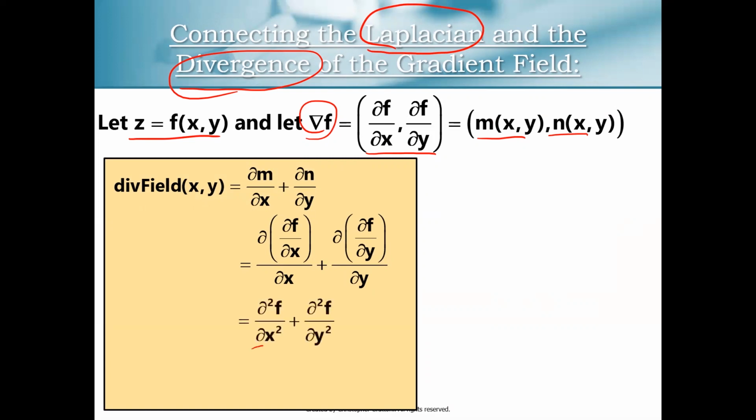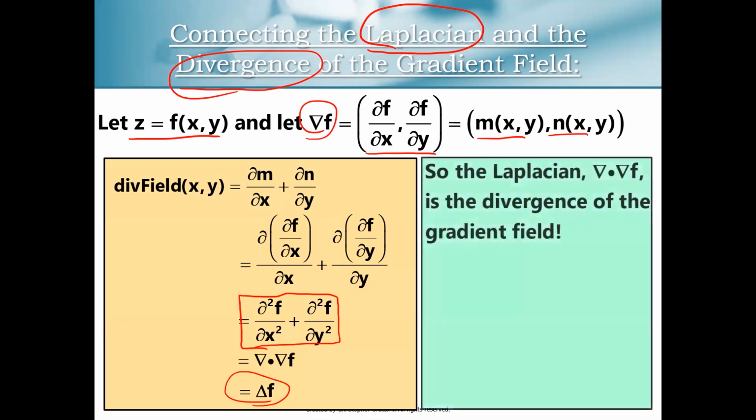Oh, that looks like the previous slide. That looks like the Laplacian. We just saw that on the previous slide. So we actually can write this a little bit differently. We can write that as del dot del f, or the Laplacian of f. So what did we just figure out here? We figured out that the Laplacian, del dot del f, is the divergence of the gradient field.